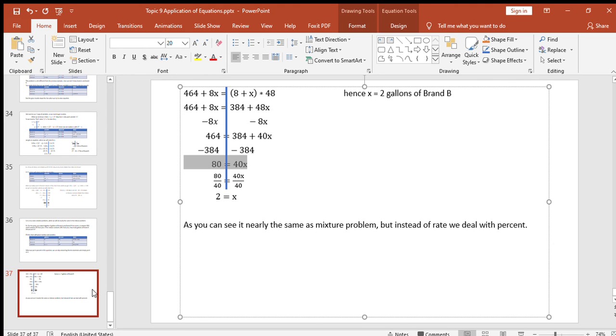As you can see, it's pretty much the same thing we do in mixture. I keep repeating myself, but I want this part to stick. If you master mixtures, you should know how to do solutions.